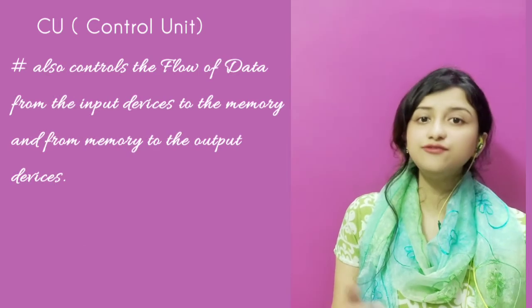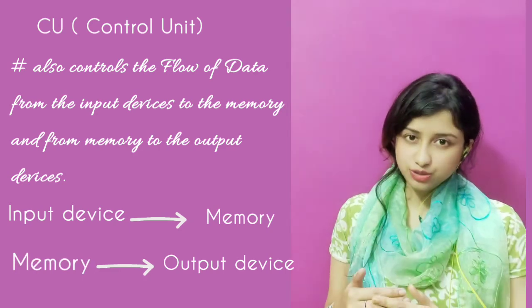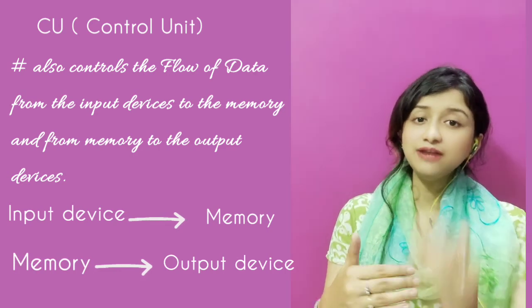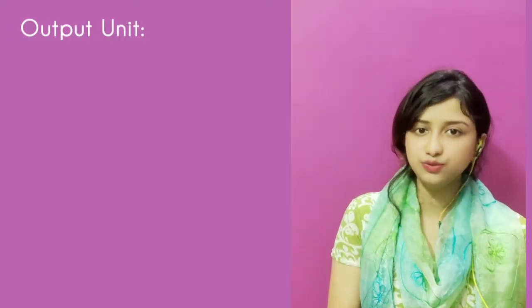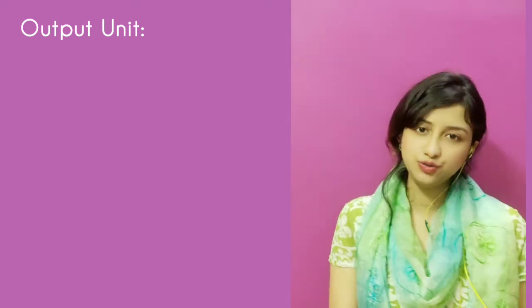The control unit also controls the flow of data from the input devices to the memory and from memory to the output devices. So, this was the second stage, that is the processing stage, which is done by the central processing unit. Coming to the third and final stage, that is the output unit.